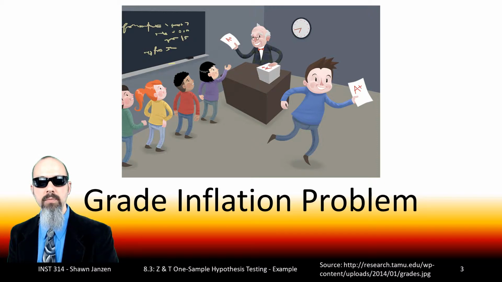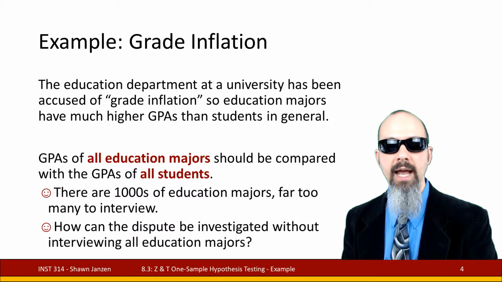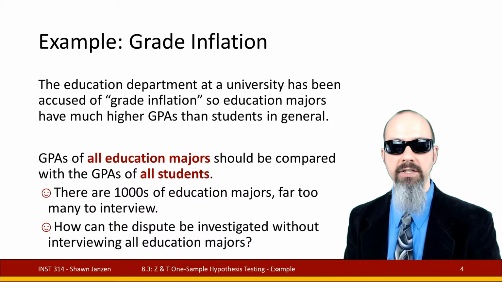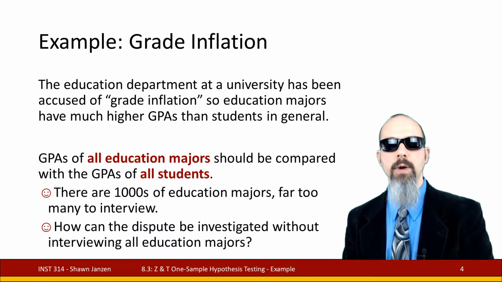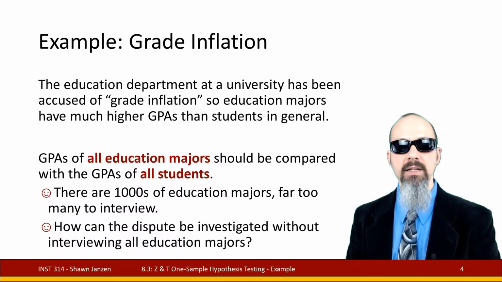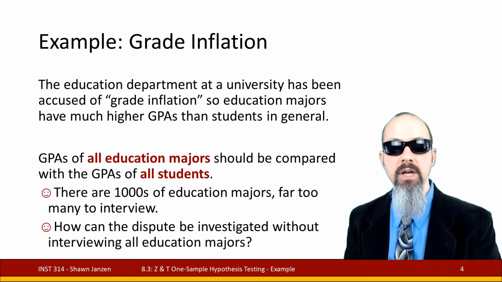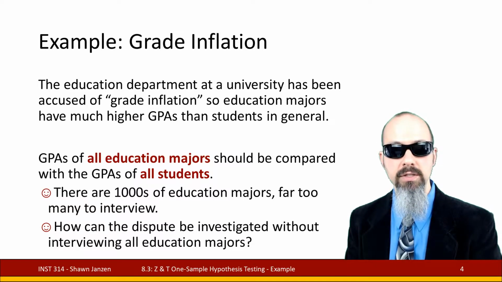Now, this means test, I do want to point out, was taken heavily from an example out of the Healy 2009 book, Statistics: A Tool for Social Research. We're going to talk about a grade inflation problem. In our grade inflation problem, we have an education department at a university, and it has been accused of grade inflation, so that education majors have much higher GPAs than the other students in general.